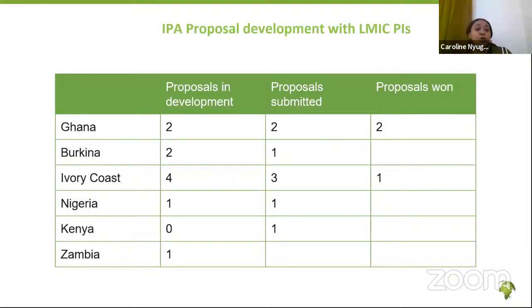Lastly, we've also been working with researchers in the various countries, local researchers, to assist in proposal development, in terms of the coaching, as well as working as a team to submit. And as you can see, so far, we've won 3 proposals.